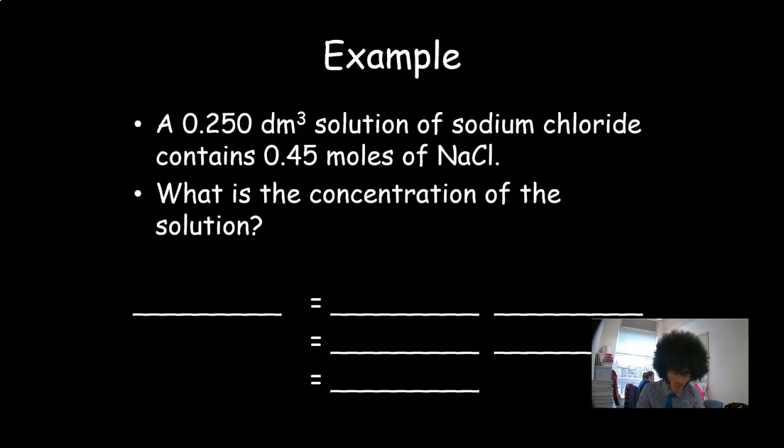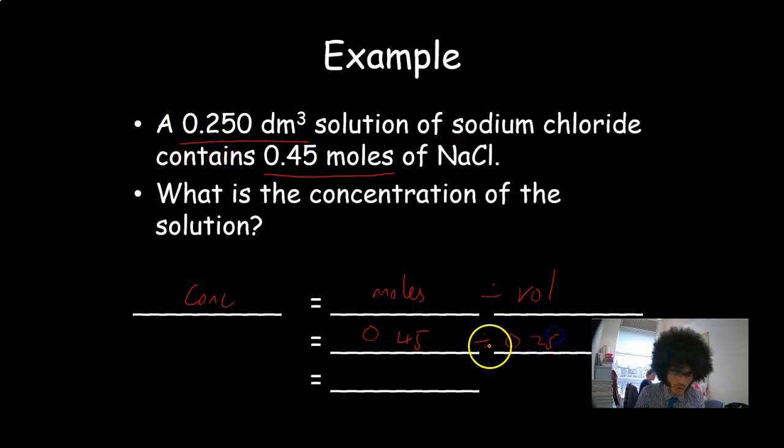Now, the first thing I recommend is whenever you do questions like this, write out the equation first. Now, we know that concentration equals moles divided by volume. Now, let's have a look at our question. My moles is here. I'll underline it. It's good to annotate. And that is 0.45 divided by my volume, which is 0.25. I put that in my calculator, and that gives me 1.8. Now, if you're being really fancy, you have to give it to the lowest number of significant figures based on the numbers that you were given in the question.